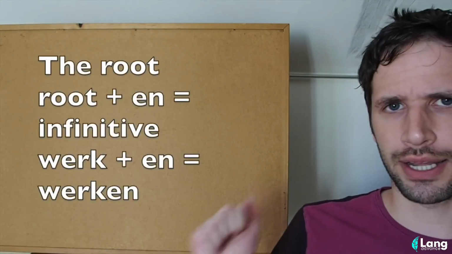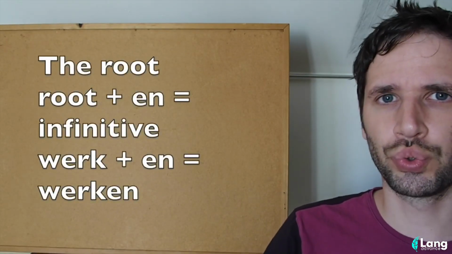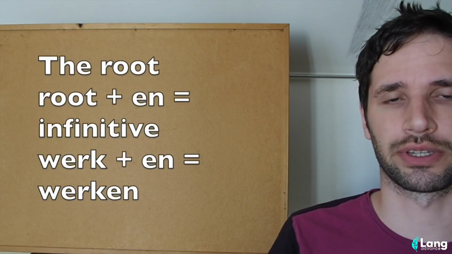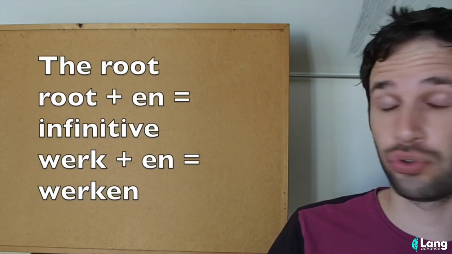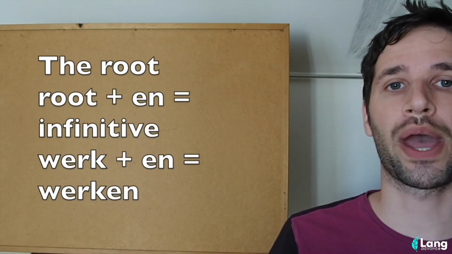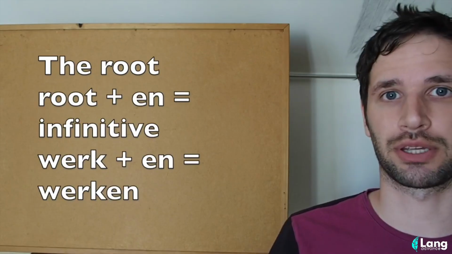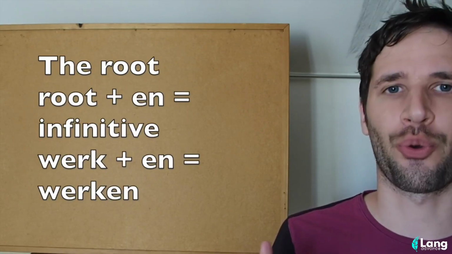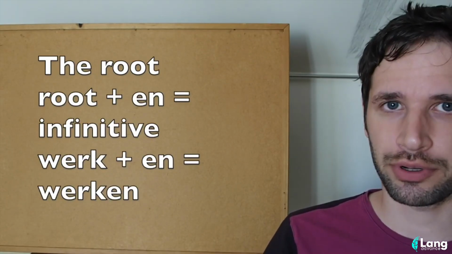We've already seen most of them, so it mustn't be that difficult to conjugate verbs, right? So let's take a look at how the root is formed, because we need it for the singular. The root is usually the infinitive minus en. So for werken, that's werk, because werken minus en, that's werk. However, there are some exceptions.